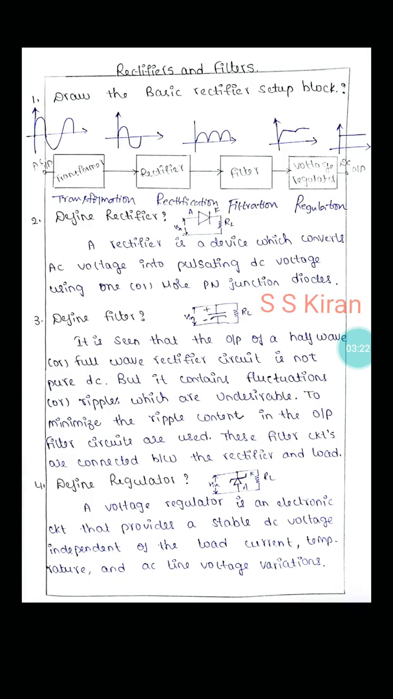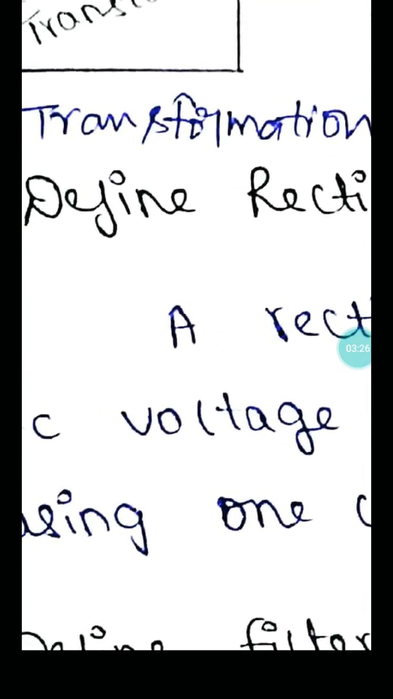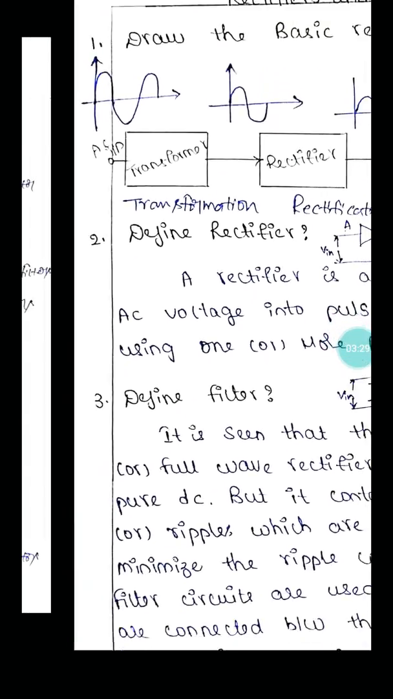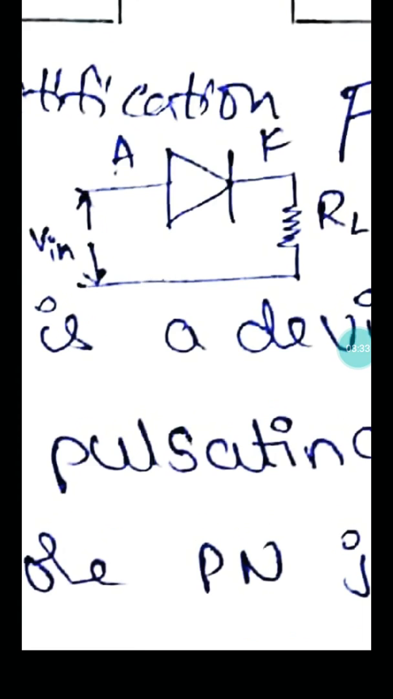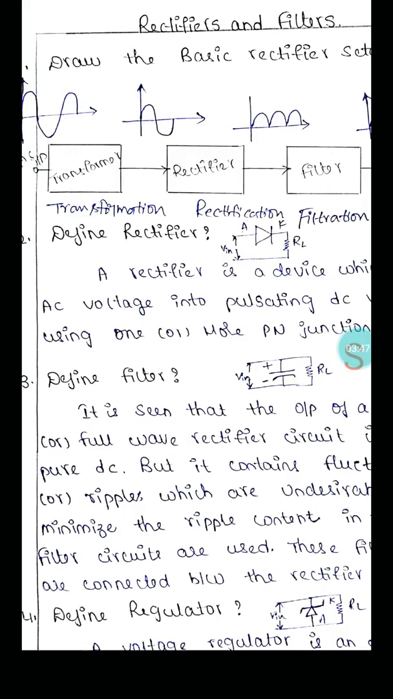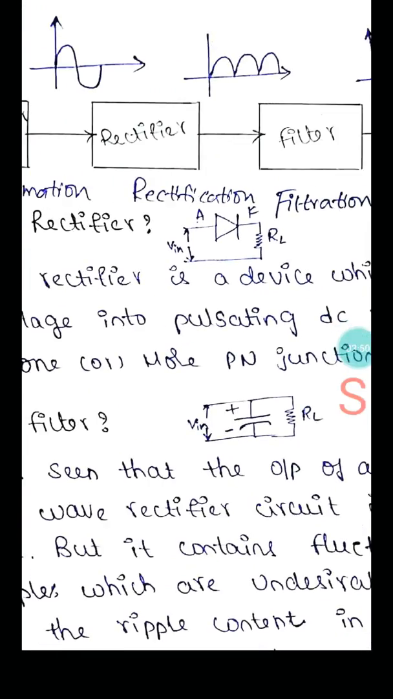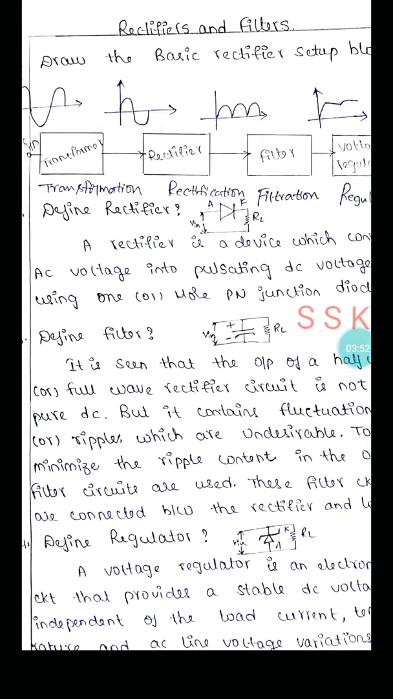What is the second question? Define rectifier. Very simple. This is the circuit diagram of the rectifier. Some V input, if it is AC, a diode is connected in series with a resistor. Now we enter the definition.